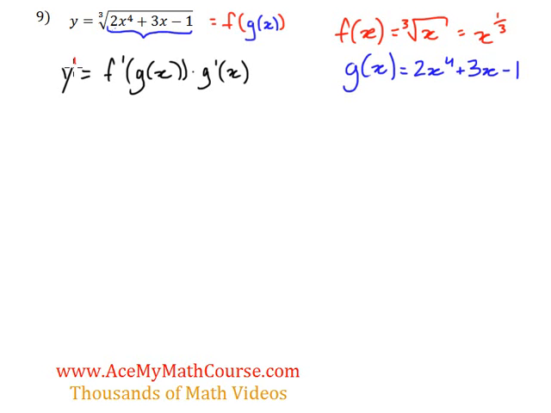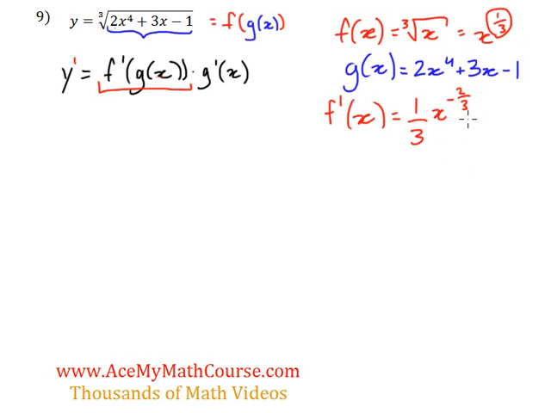Now, I missed the prime here. This y prime, by the way, y prime is equal to f prime of g of x times g prime of x. So let's find this first, f prime of g of x. F prime of x is going to be equal to 1/3, because we bring the exponent down, times x to the power of negative 2 over 3, right? Because we need to subtract 1 from 1/3. 1/3 minus 1 is just negative 2 over 3.